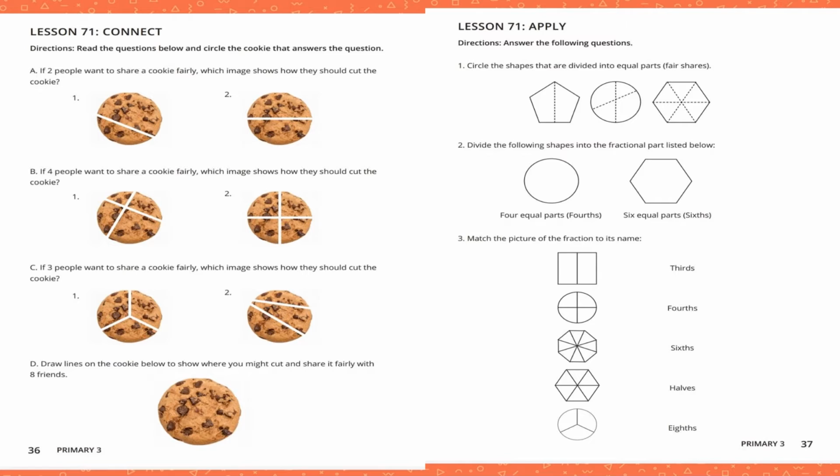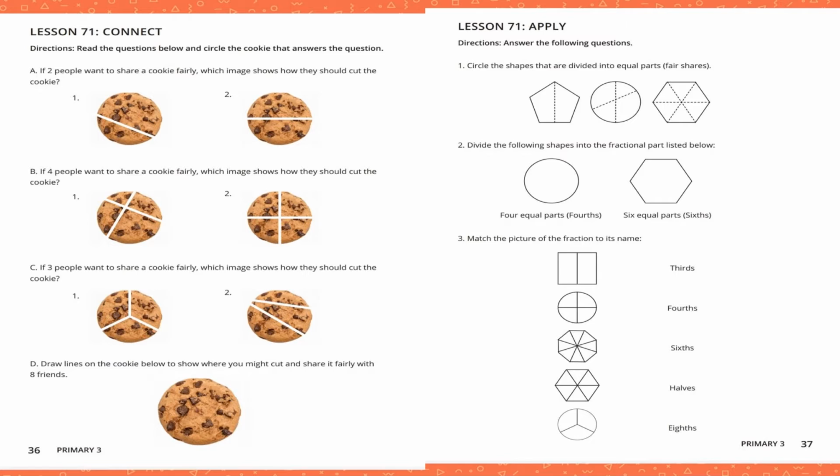Let's solve our math book. Lesson 71, the correct part. Read the questions below and circle the cookie that answers the question. Question A. If two people want to share a cookie fairly. Fairly means equally. Which image shows how they should cut the cookie?